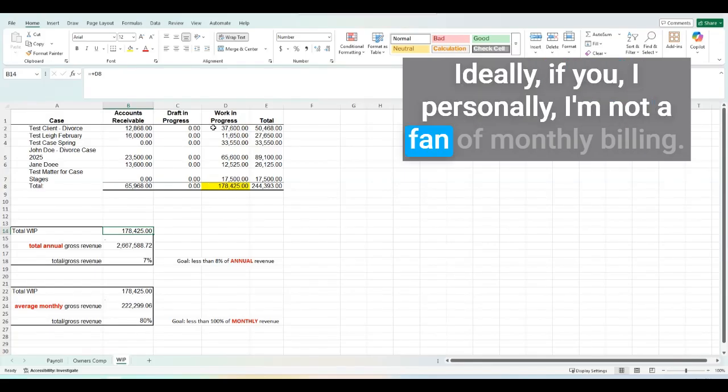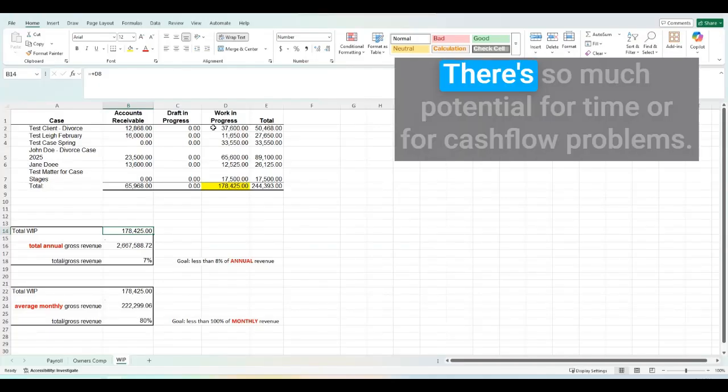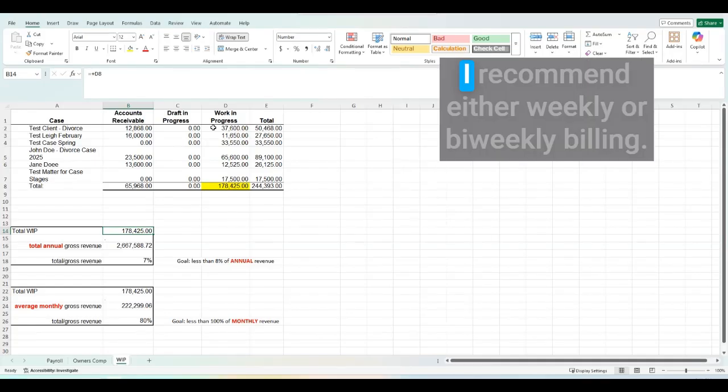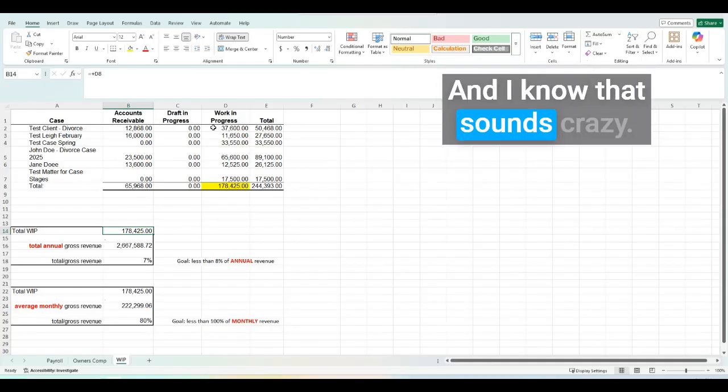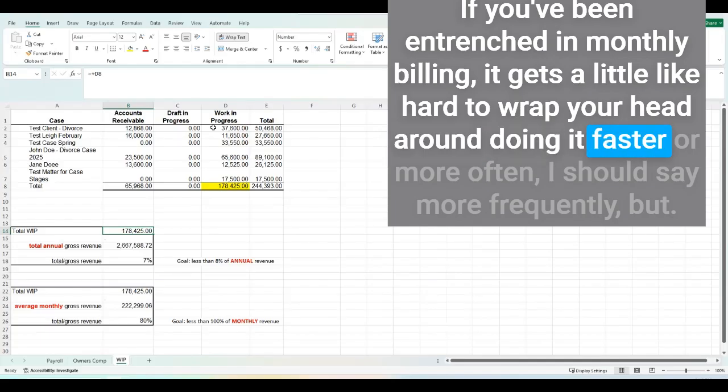Ideally, personally, I'm not a fan of monthly billing. If you bill hourly and you bill monthly, there's so much potential for cash flow problems. I recommend either weekly or biweekly billing. And I know that sounds crazy. If you've been entrenched in monthly billing, it gets hard to wrap your head around doing it faster, or more often, I should say, more frequently.